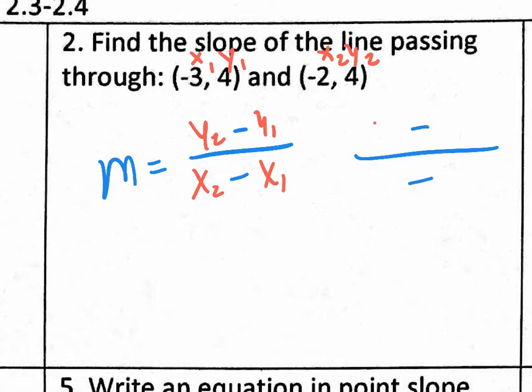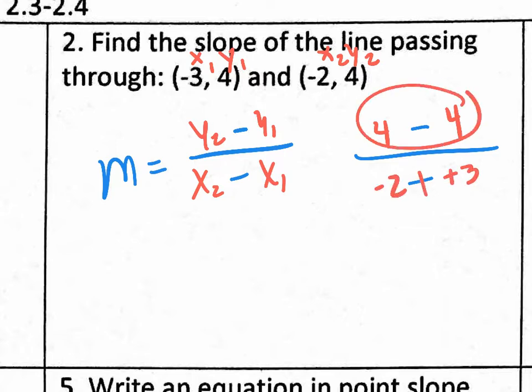So y2 is 4, y1 is 4, x2 is negative 2, x1 is negative 3, change to plus plus. Either way, 4 take away 4 is 0. And 0 divided by any number, in this case 1, is still 0. So when 0 is on top, the answer is 0, right? If you did this on a calculator, 0 divided by 1, it'll give you 0 as an answer.